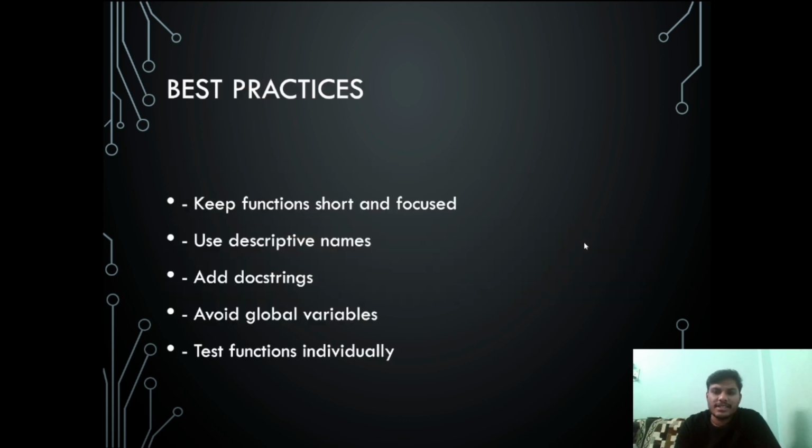Here are some best practices for writing Python functions. Keep functions short and focused on one task. Use descriptive names for clarity and add a docstring for documentation. Avoid using global variables unnecessarily. Test functions independently to ensure correctness.